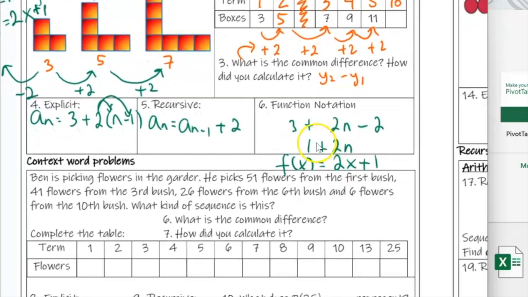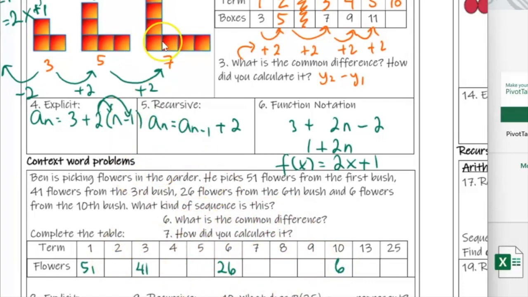All right, Ben is picking flowers in the garden. He picks 51 flowers from the first bush. So here's the first bush, 51. All right, 41 from the third, 26 from the sixth, 6 from the 10th, and that's it. Okay, what kind of sequence is it?